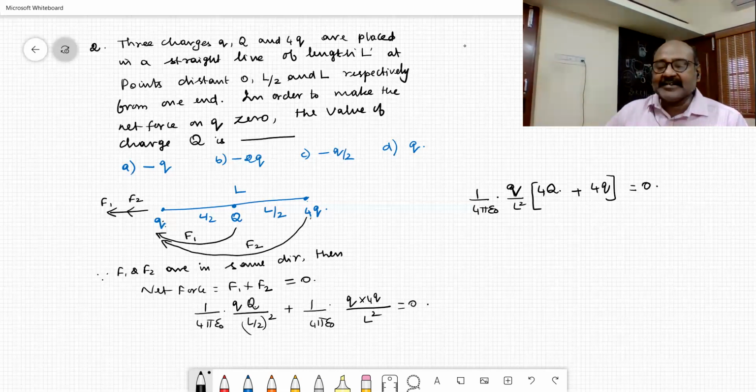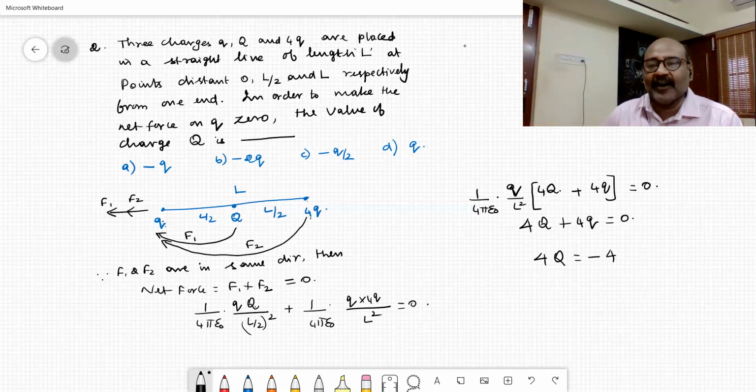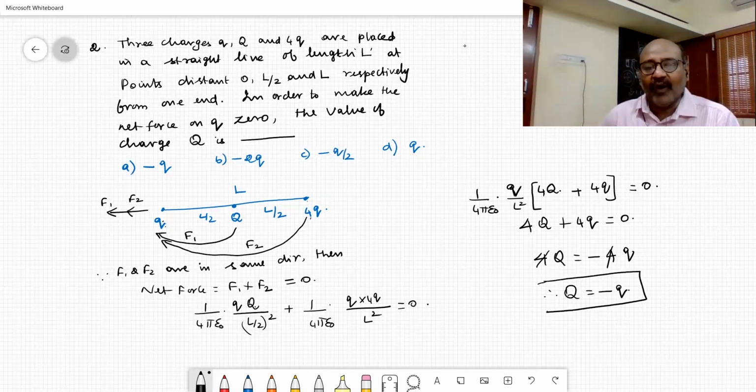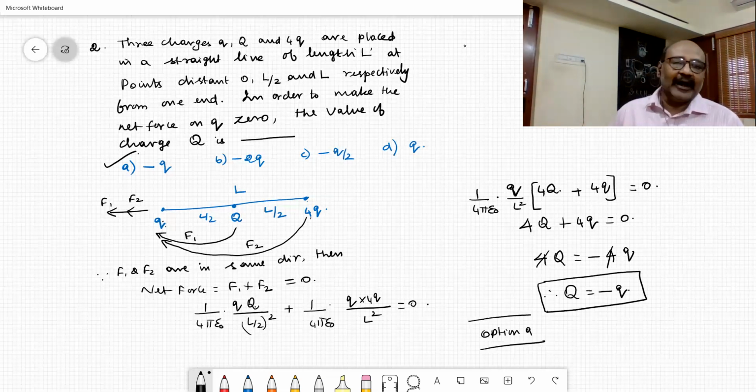So what will be your answer then? When I am equating, I have to write 4 into capital Q plus 4 into small q equal to 0. So 4 into capital Q is equal to minus 4 into small q. The 4 will get cancelled. Therefore, the value of Q will be equal to minus q. So the answer for this question is minus q, option A. Isn't it? Hope you have understood.